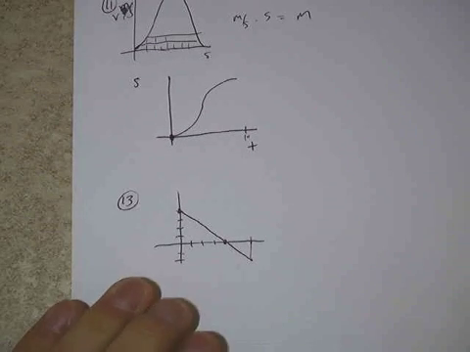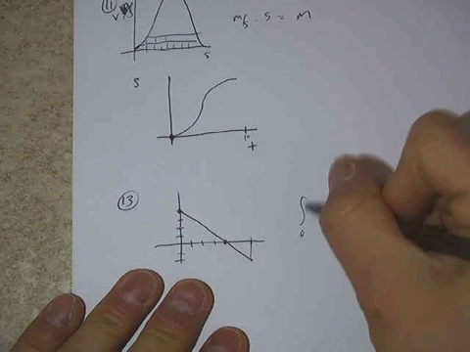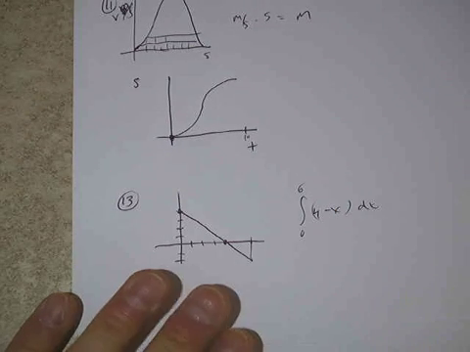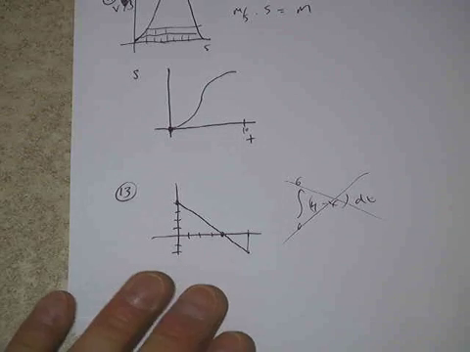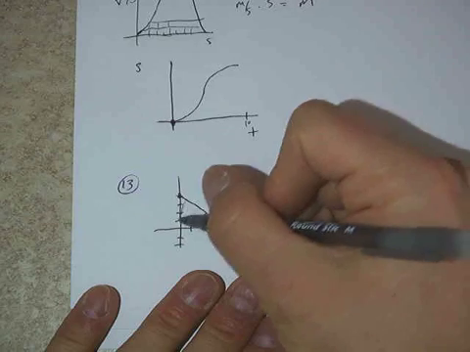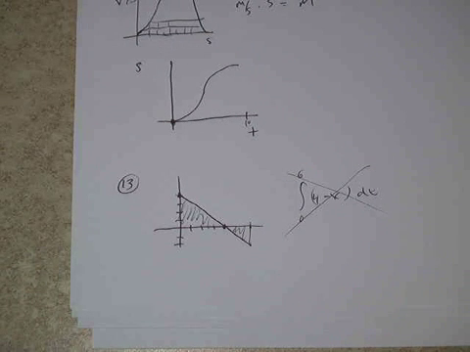So bottom line here is we want to find the total area. So that means if we were to go from 0 to 6 of 4 minus x dx, would that be the right answer? No. Okay, so this is not what we want to do, because that will not give us the total area. It'll count the negative area as negative. We want both areas separately and make the negative area positive, and then add them together.